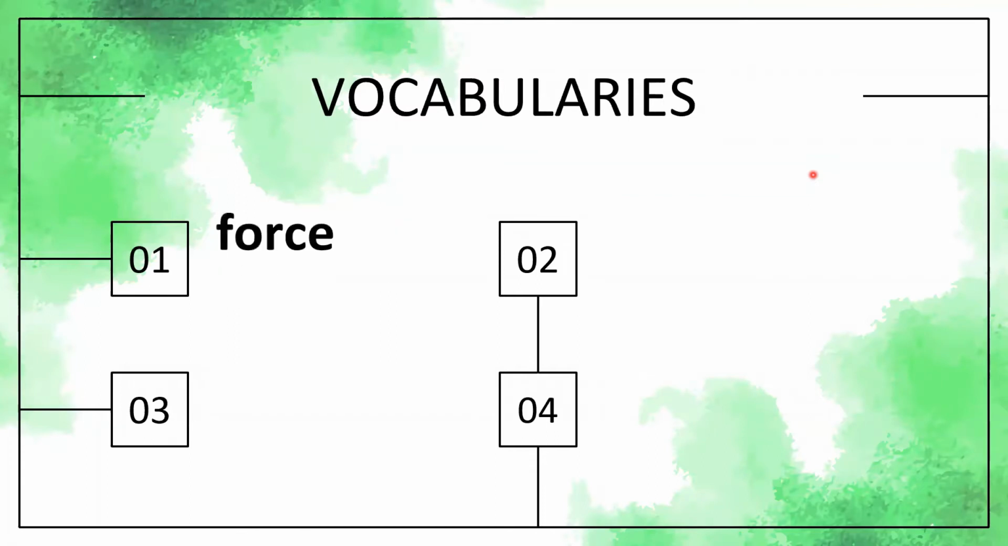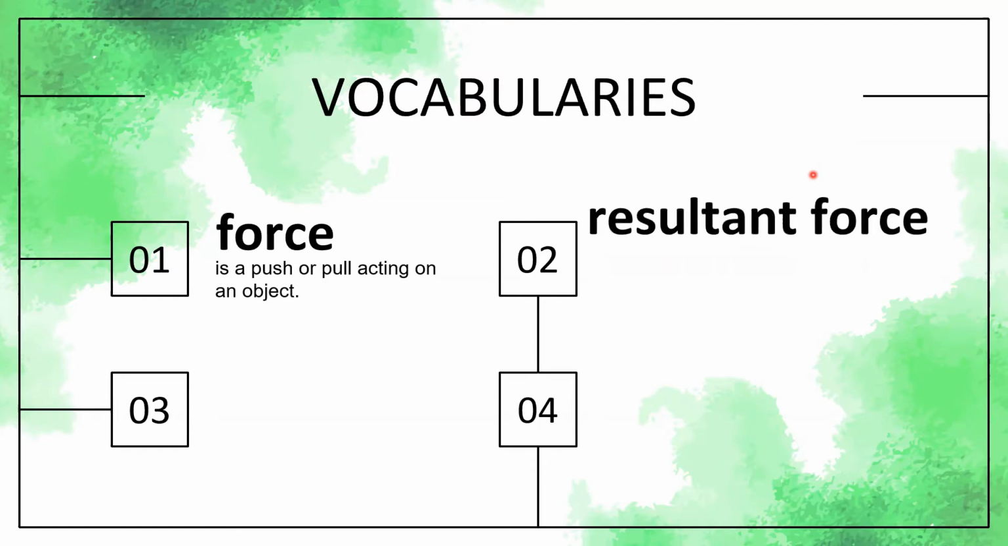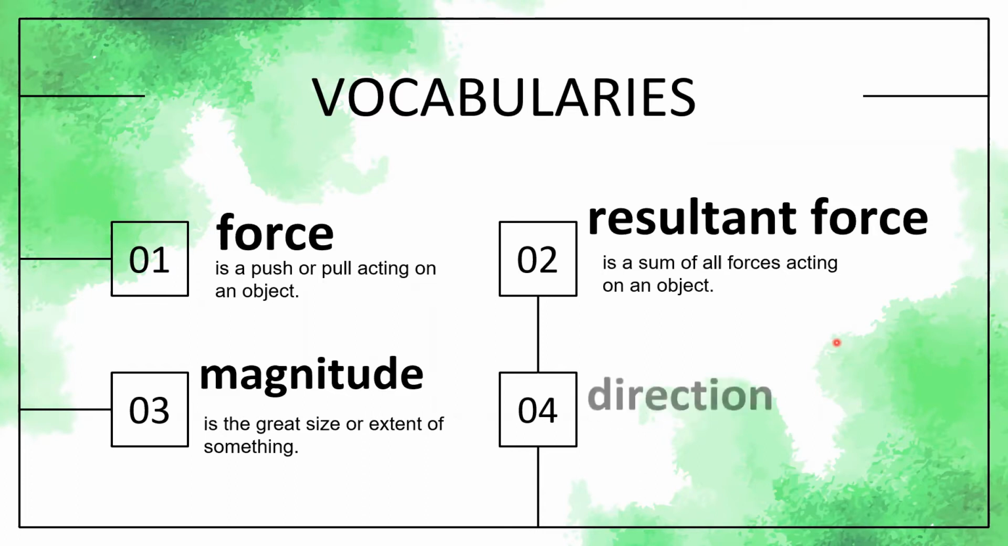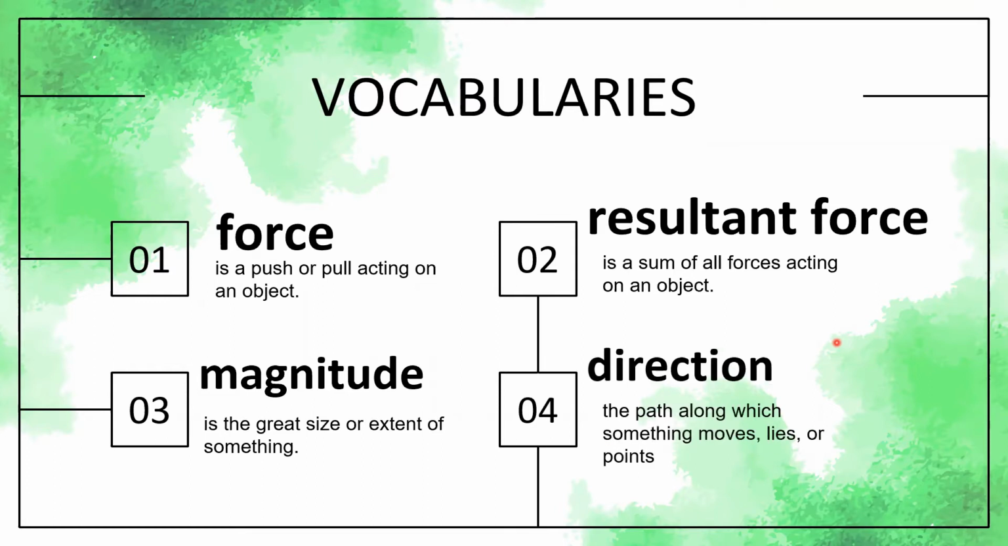The first word is force. Force is a push or pull acting on an object. Another one is resultant force. Resultant force is a sum of all forces acting on an object. We also have magnitude. Magnitude is the great size or extent of something. Another one is direction. Direction is the path along which something moves, lies, or points.